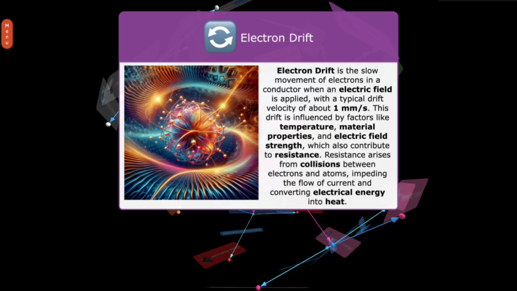Electron drift is the slow movement of electrons in a conductor when an electric field is applied, with a typical drift velocity of about 1 millimeter per second. This drift is influenced by factors like temperature, material properties, and electric field strength, which also contribute to resistance. Resistance arises from collisions between electrons and atoms, impeding the flow of current and converting electrical energy into heat.